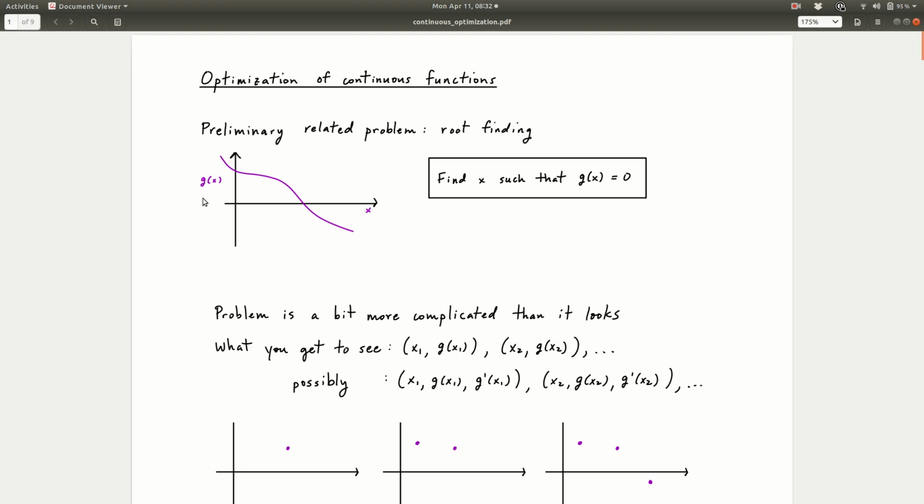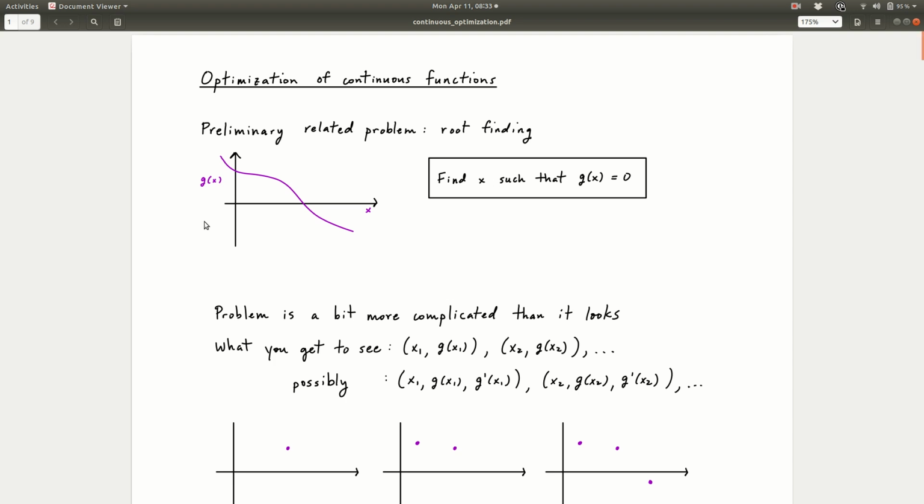We have some function g of x, so x is the input and g of x is the output. Here on the horizontal axis we have x, and the vertical axis is g of x, and then this magenta curve indicates the function. The root finding problem is that we want to find the x such that g of x equals 0. So you could look at that and say, well, this is an easy problem. It's just right there. But in practice, this is a bit more complicated than it looks.